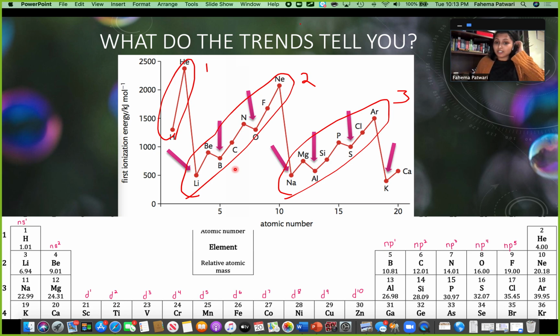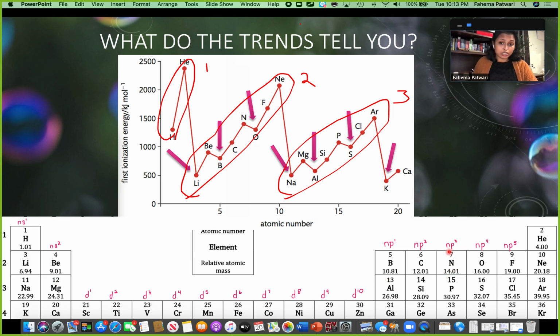What explains sudden jumps that you don't expect? A sudden jump indicates something that's already stable, right? So let's look at beryllium and magnesium. These both have sudden jumps. That means this already has an s sublevel that's full. It's good how it is. It doesn't want to change that much, right? So it will take slightly more energy to ionize it.